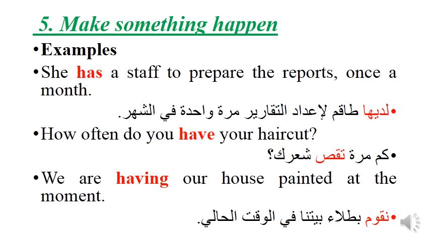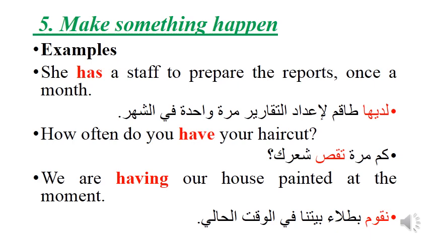The fifth use is when we make things happening أو عندما نجعل الأشياء تحدث. Examples: she has a staff to prepare the report once a month. أعني لديها طاقم لإعداد التقارير مرة واحدة في الشهر. The second example, how often do you have your hair cut? أو كم مرة تقص شعرك. The third example, we are having our house painted at the moment. أو نقوم بطلاء بيتنا في الوقت الحالي.